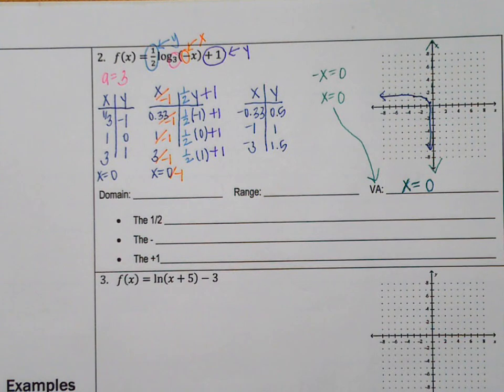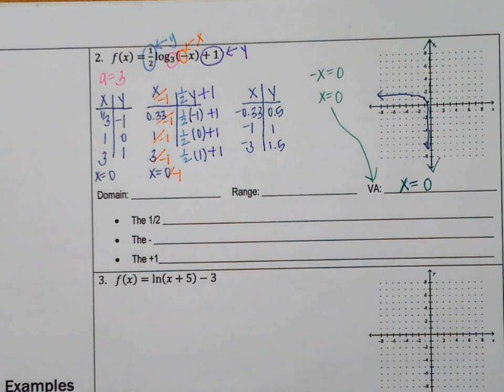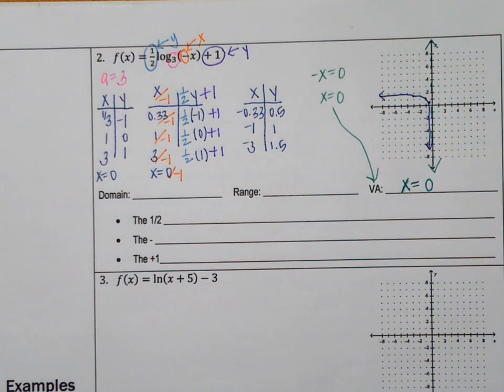Okay, so now what I want you guys to do, pause me here. I want you guys to think about what's the domain, what's the range, and then what did each thing do to the parent function. So what did the 1/2 do? What did the negative do? And then what did the +1 do? And then come back and check your work.